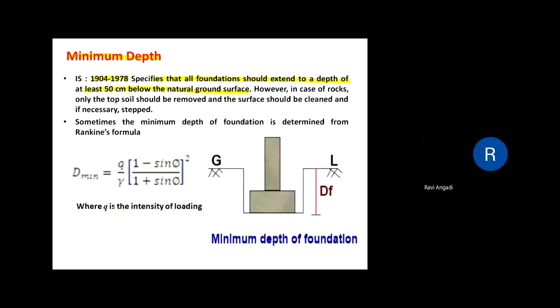Yes. Okay. Then coming to the minimum depth of the foundation, this is very important. The minimum depth of the foundation to be decided. For the shallow foundation, it is to be decided based on Rankine's theory. IS 1904-1978 specifies that all foundations should extend to a depth of at least 50 centimeter below the natural ground surface. So it is a general rule, or you can call it a thumb rule. Minimum 50 centimeter below the general ground level, the foundation depth to be taken.